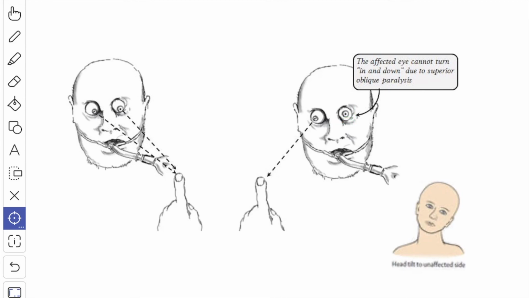The patient does not complain of any difficulty of vision as long as he looks forward above the horizontal plane. On attempting to look below, he complains of double vision and may fall. In order to avoid that, the affected person moves with the head tilting forward to the sound side. Here you can see the tilt of the head towards the unaffected side, or the sound side.